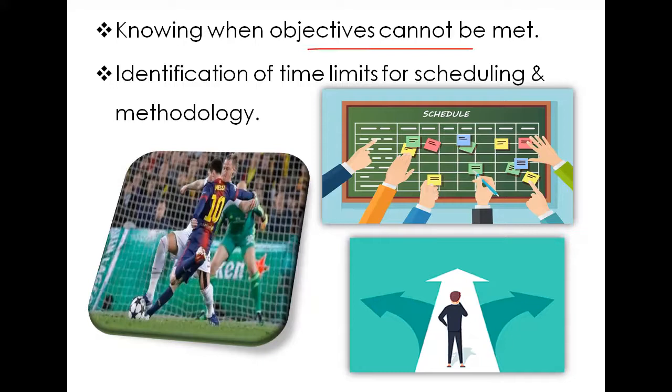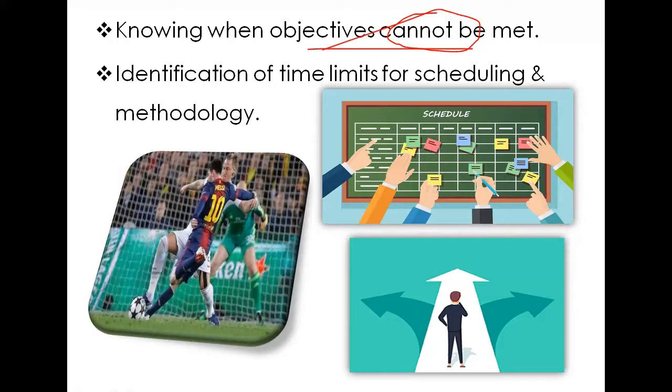Knowing when objectives cannot be met. Initially, you have to fix the objective. You have to start the project. So in between, if the project moves in the wrong way, how do you easily identify it, how do you stop it and rectify it, get information and ideas from people from outside? Then you have to solve it. So it is easy to identify when the objectives of the project cannot be met.